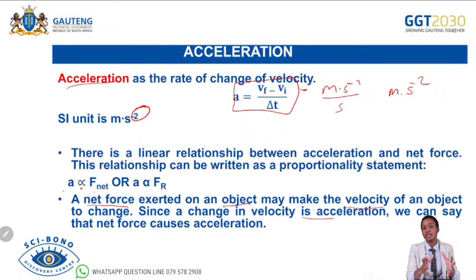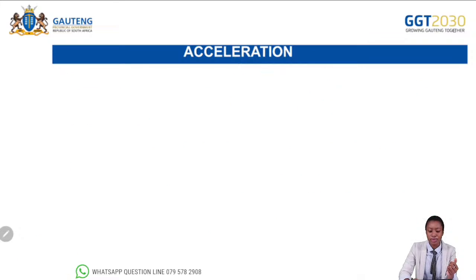If we exert a net force on an object, what happens? We change its velocity. And we know that a change in velocity is acceleration. So applying a net force on an object causes that object to accelerate. Why? Due to the net force. Does that make sense? So, that is the relationship between acceleration and net force.